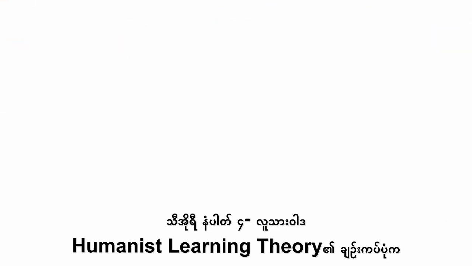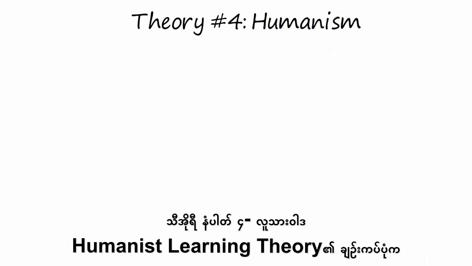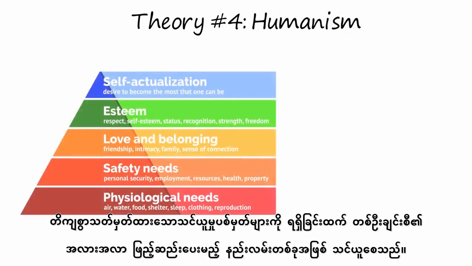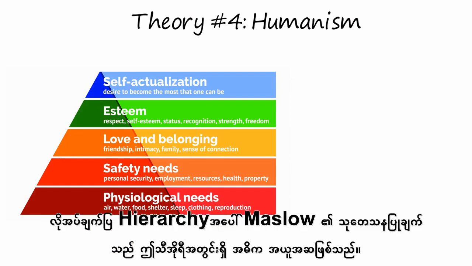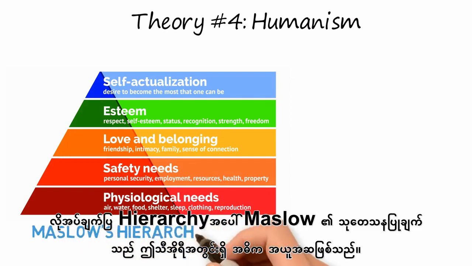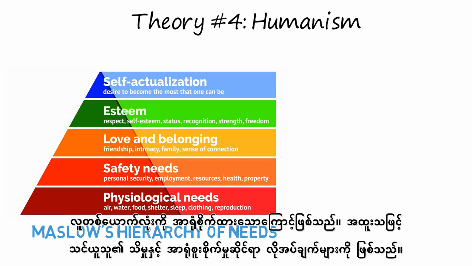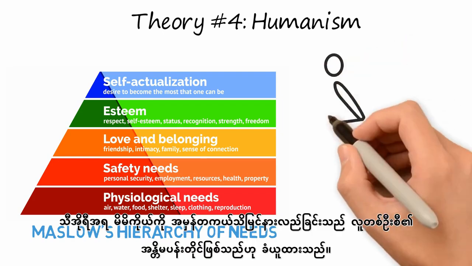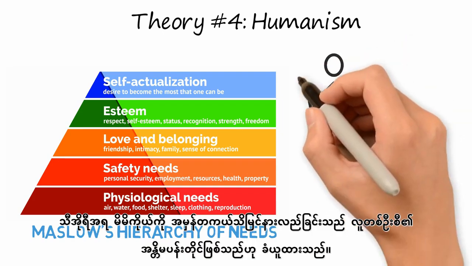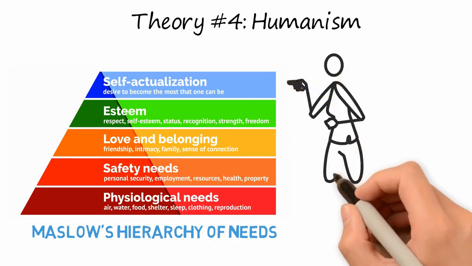Theory number 4, humanism. Humanist learning theory approaches learning as a way to fulfill an individual's potential rather than meeting specific learning targets. Maslow's research on the hierarchy of needs is a major concept within this theory, as it focuses on the whole person, specifically the cognitive and affective needs of the learner. The theory holds that self-actualization is the ultimate goal of each individual.